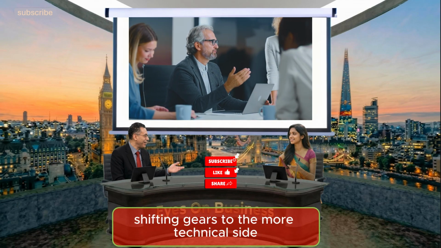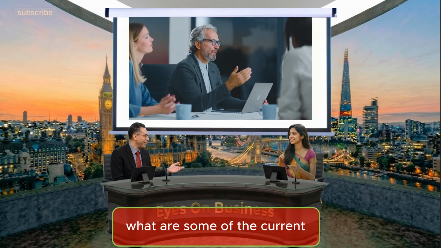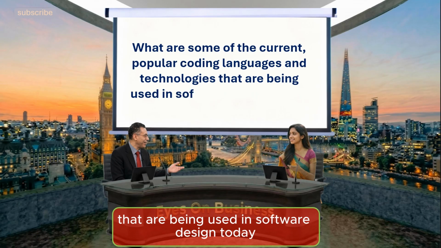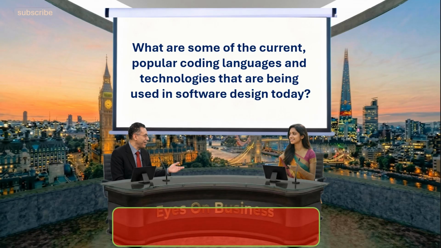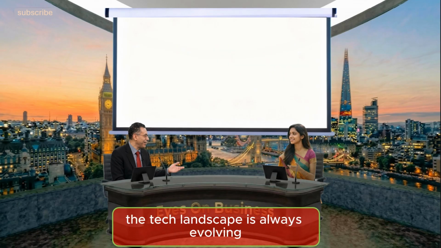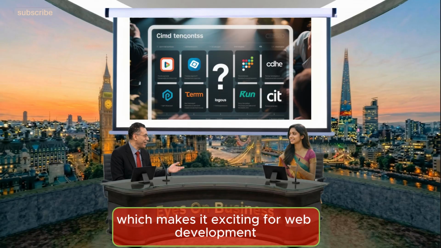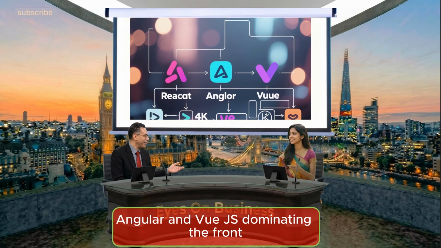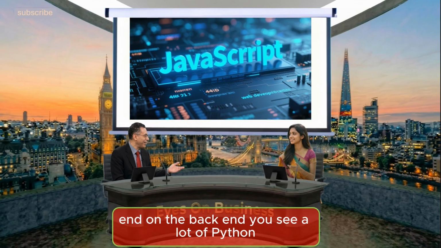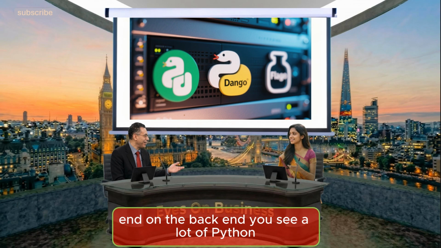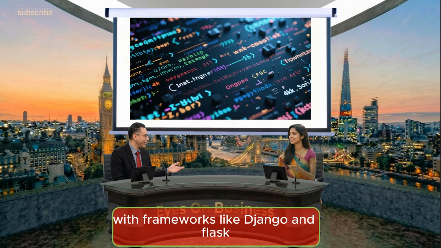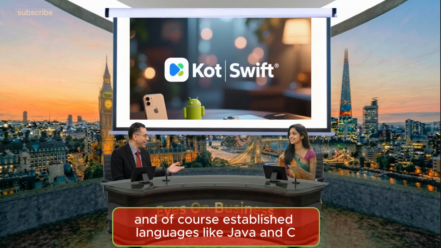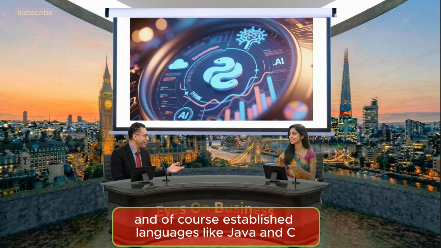Shifting gears to the more technical side, what are some of the current popular coding languages and technologies that are being used in software design today? The tech landscape is always evolving, which makes it exciting. For web development, JavaScript is still king, with frameworks like React, Angular, and Vue.js dominating the front end. On the back end, you see a lot of Python with frameworks like Django and Flask, Node.js, which allows you to use JavaScript on the server, and of course, established languages like Java and C#.